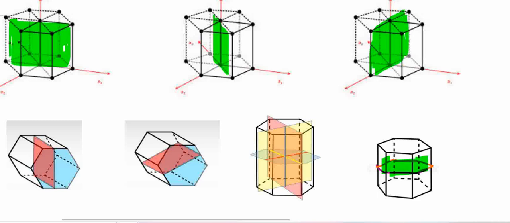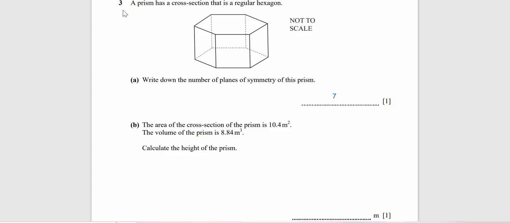So let's move on to the next question. Still the same question, question 3, but now it is question B. The area of the cross section of the prism is 10.4 square meters. The volume of the prism is 8.84 cubic meters. Now calculate the height of the prism. 10 seconds from now.